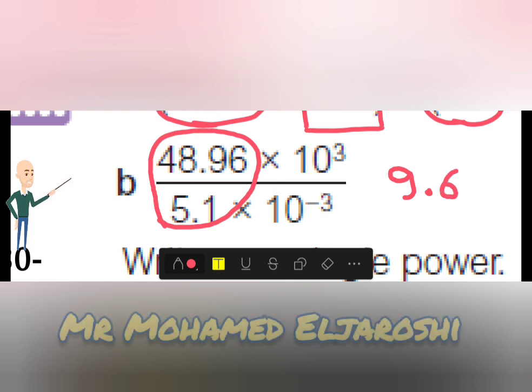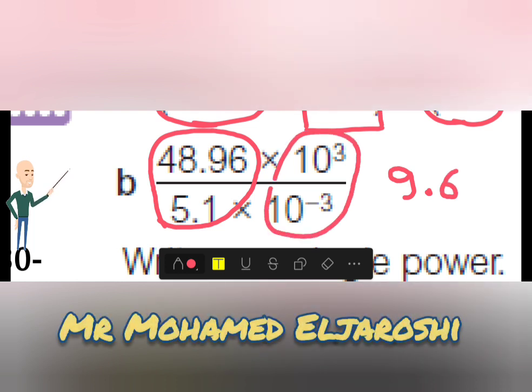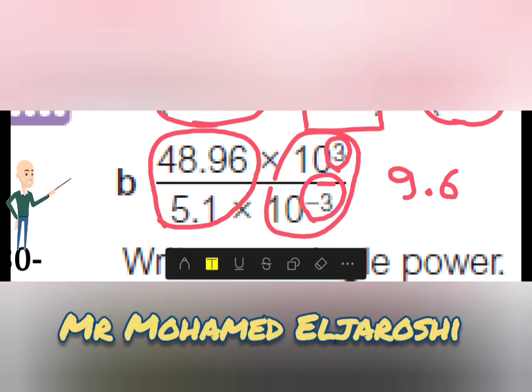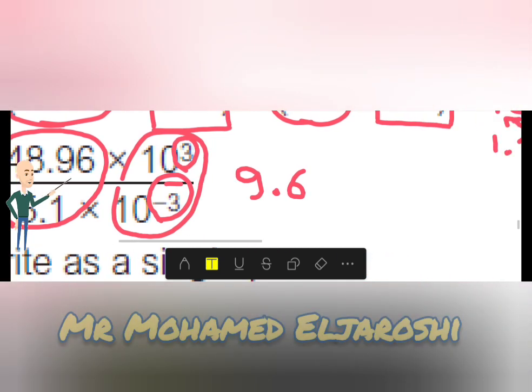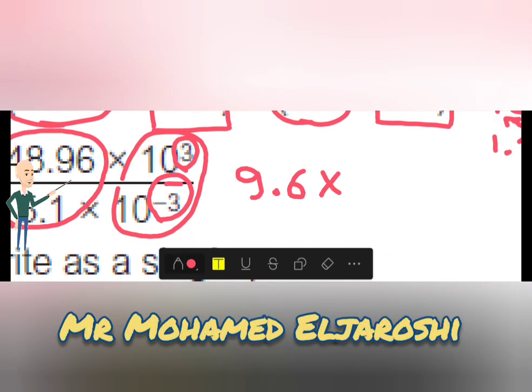Very good. And then we have the tens with the powers, 10 power of 3 and 10 power of negative 3. And when you divide, you're going to subtract the powers. So I'm going to subtract 3 minus 3. So I put minus between them. And minus means plus. So 3 plus 3 equals what? Very good. It's 6. So it's going to be times 10 power of 6.